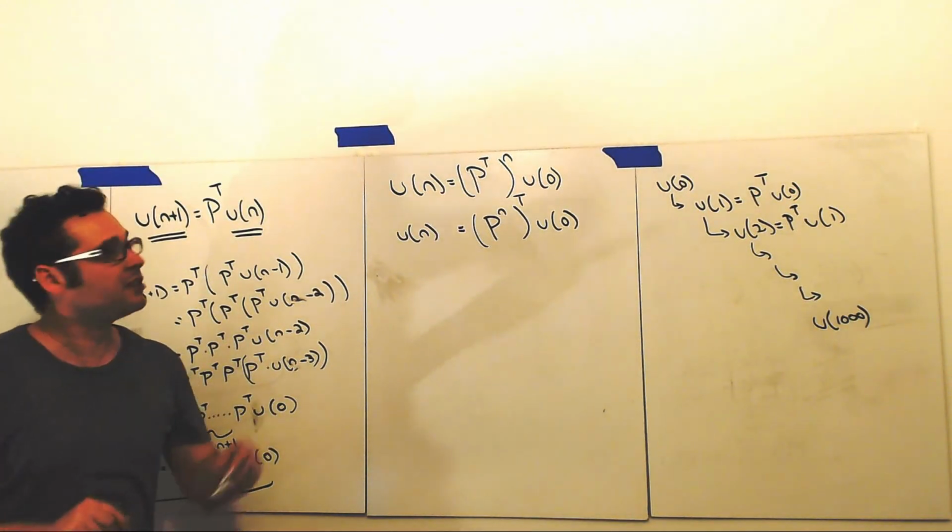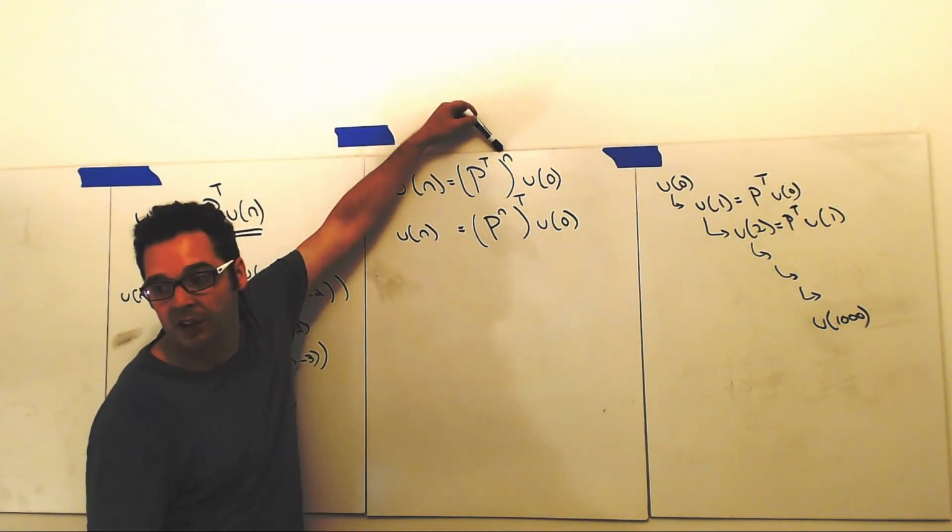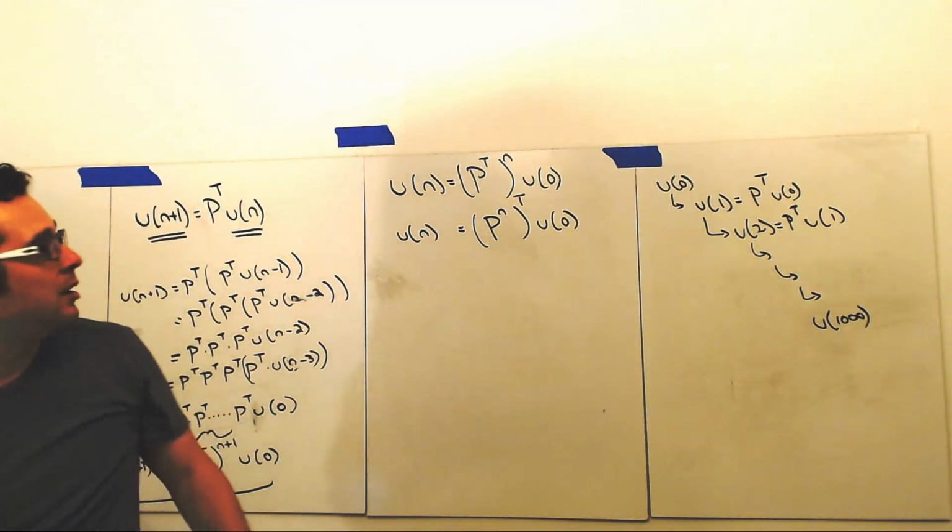So I know it was casting a little bit of a funny light, but just in case there's any confusion, there was an n power up here.